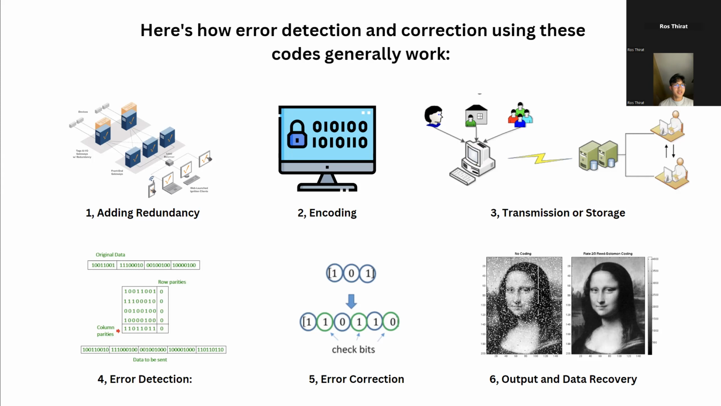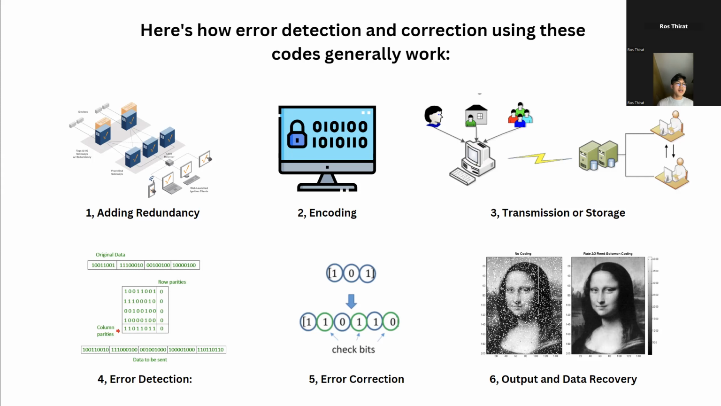And then encoding. The process of adding redundancy is known as encoding. The original data is fed into an encoding algorithm along with the calculated parity bits. The encoding algorithm processes the data and generates the encoded data, which includes the original bits along with the added redundancy. After that, transmission or storage. The encoded data, including the original data and added redundancy, is transmitted over a communication channel or stored in a storage medium.